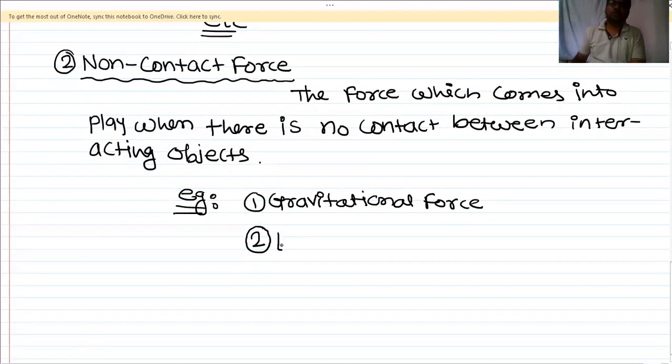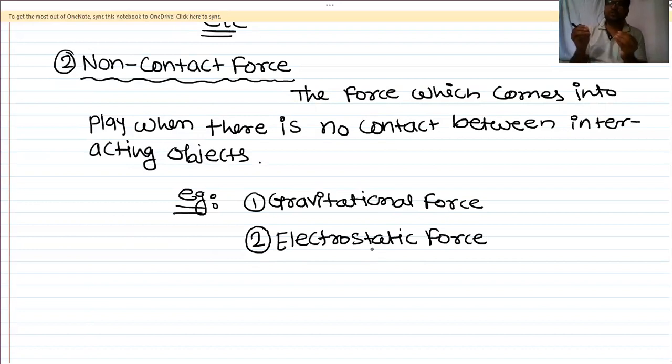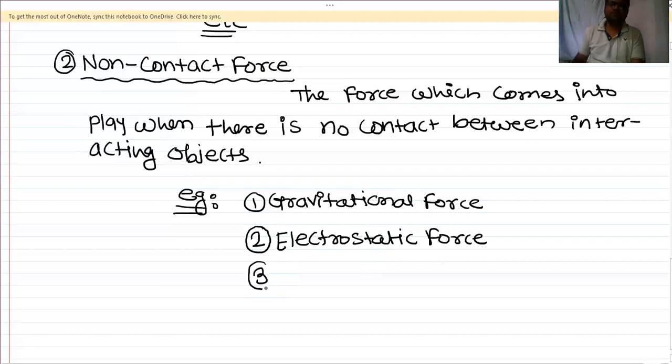Then we have electrostatic force. So this force will act between the charged bodies, right? So we know the atom, right? In atoms we have the electrons, protons, right? So two electrons, if you place together, they will repel each other. If electron and proton is there, they will attract each other without any contact between them, right? So that is the electrostatic force, and that is also a non-contact force we have.